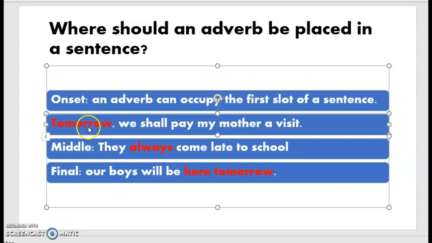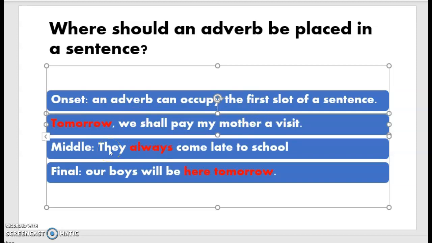For example, here we have tomorrow we shall pay my mother a visit. Tomorrow is the adverb here. Tomorrow is an adverb of time. So you see we have it here at the beginning. So at the onset, at the initial place of the sentence. So tomorrow we shall pay my mother a visit.